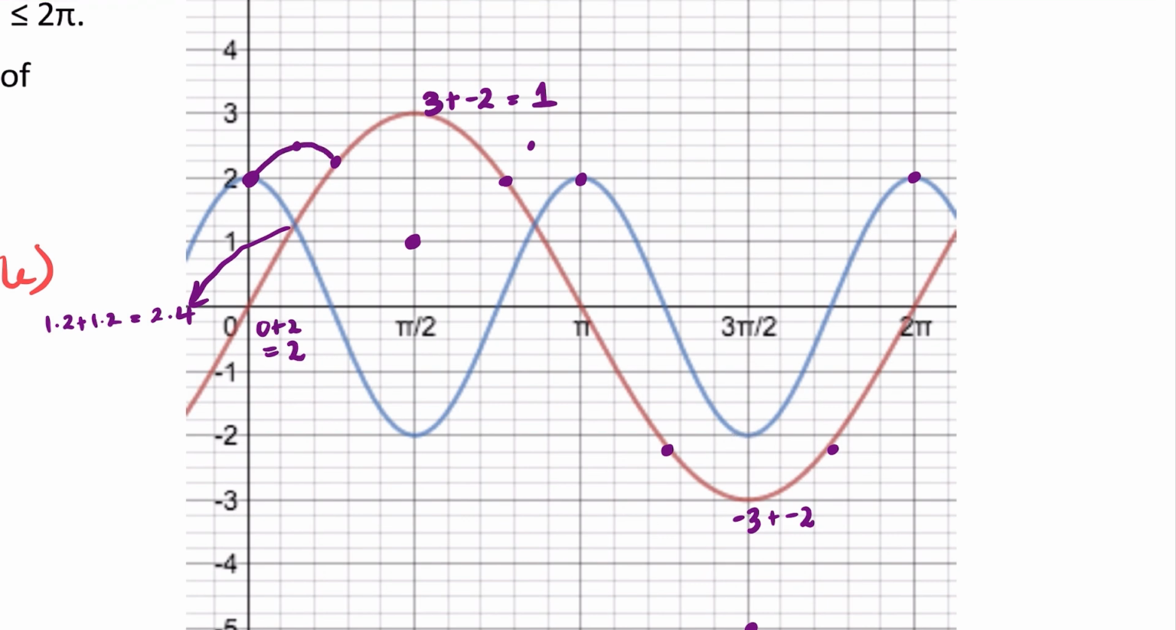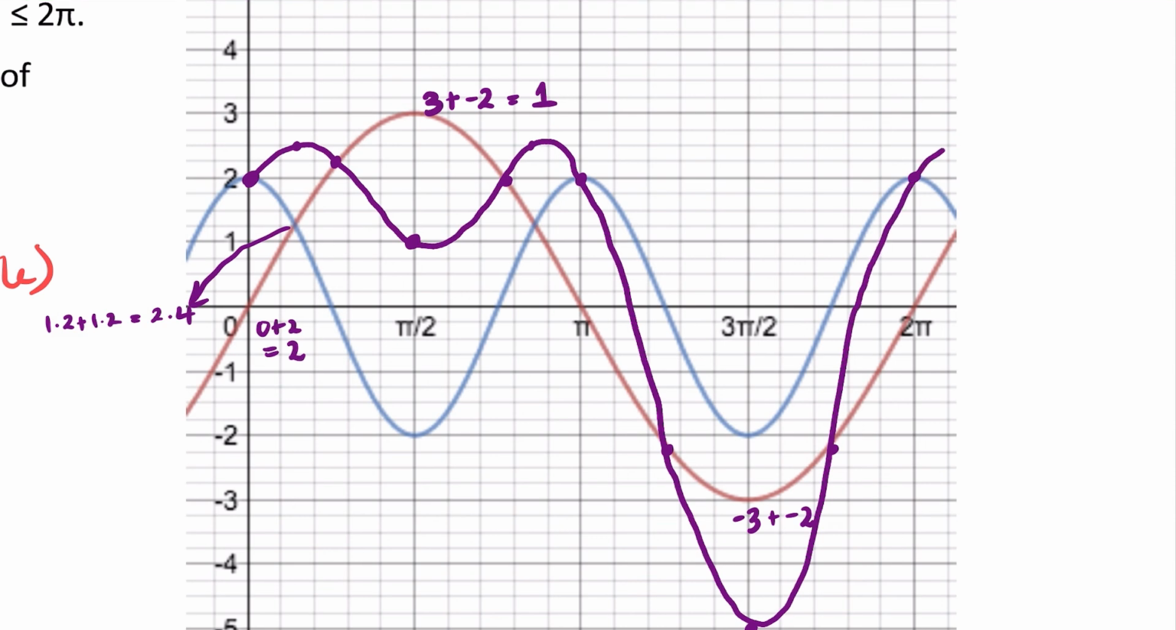So I'm just going to carefully join the dots, just a small exercise. There we go. And it'll probably do something like that. Okay, and there you go. There is your sketched graph.